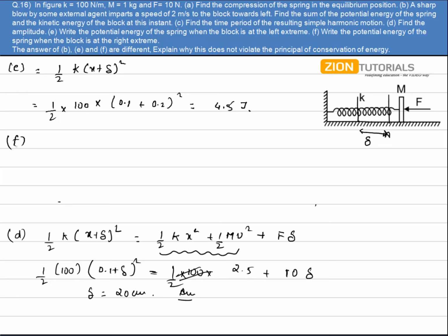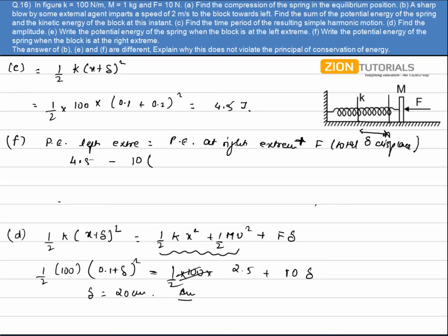Right. Now in the next part, I have to calculate the potential energy of the spring when the block is at right extreme position. So I can write the potential energy of the spring at left extreme is equal to potential energy at right extreme plus the work done by the force, that is F into total displacement from left extreme to right extreme. So the potential energy at left extreme is 4.5 joules minus the force, that is 10, into total displacement. The total displacement will be 2 times the amplitude, so it will be 40 centimeter or 0.4. So the potential energy at the right extreme will be 4.5 minus 4, that is 0.5 joules. That is the answer.